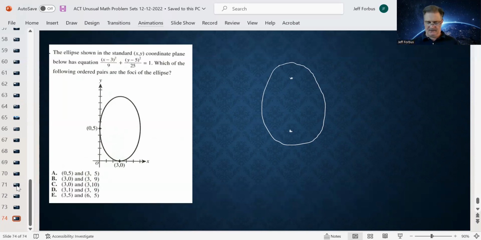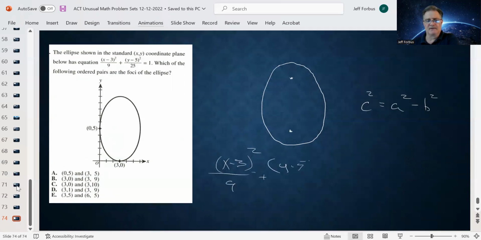Okay, so there's a formula for this, and it's similar to the Pythagorean theorem, but it's called c squared is equal to a squared minus b squared. Now, what's important is understanding what a and b refer to. In our equation, I'm going to write it down here: x minus 3 squared over 9 plus y minus 5 squared over 25 is equal to 1. It's important to be able to pick out which number, 9 or 25, relates to a or b in our equation.